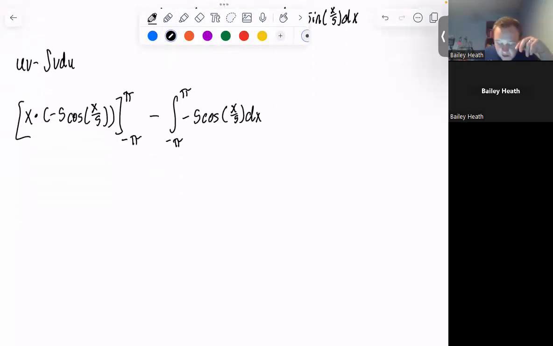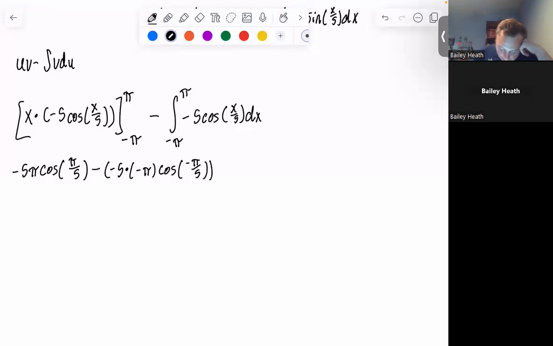Okay, so going to the next line, if I plug in x equals pi, then I'm going to get pi times negative 5 cosine of pi over 5, minus, now I'm going to plug in negative pi. So I get negative 5 times negative pi, cosine of negative pi over 5. This is going to get a little messy, but we'll come back and simplify things in just a moment here. Okay.